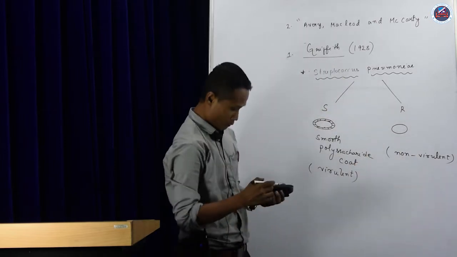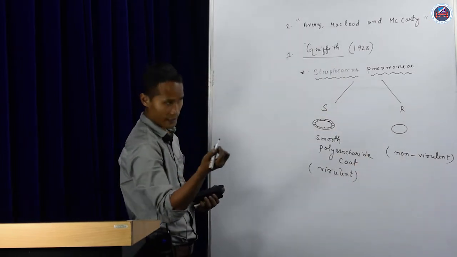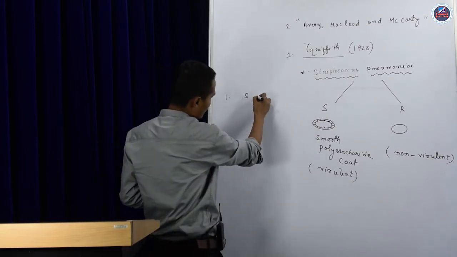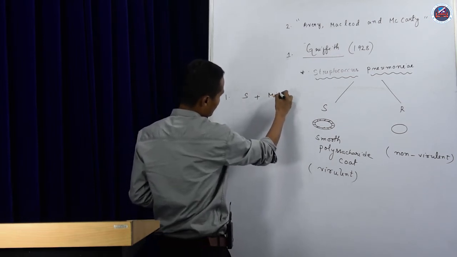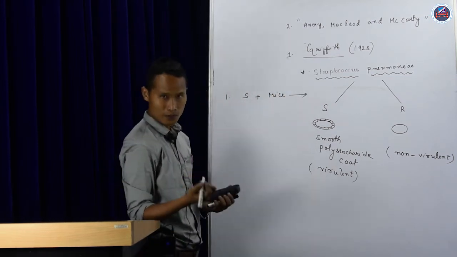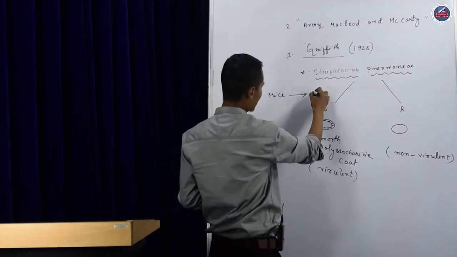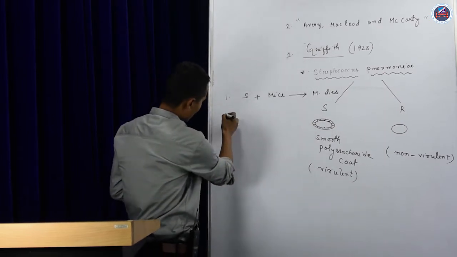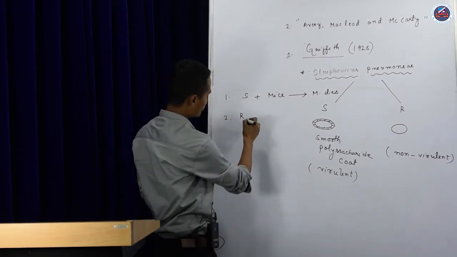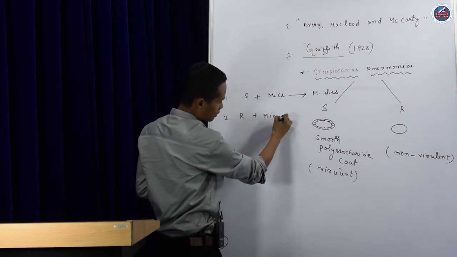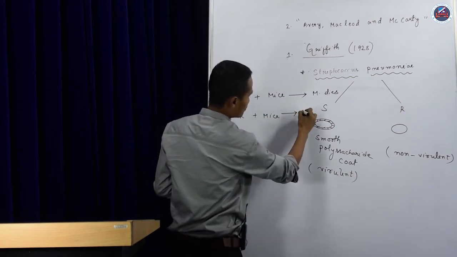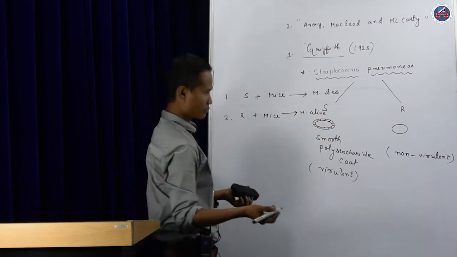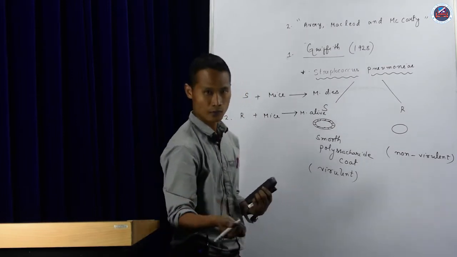Now, what Griffith did was he took the S strain and injected it into the mice. What happened? Since it is virulent, the mice dies. Next, he took the R strain and injected it into the mice. The mice will be alive. Why alive? Because it is non-virulent.